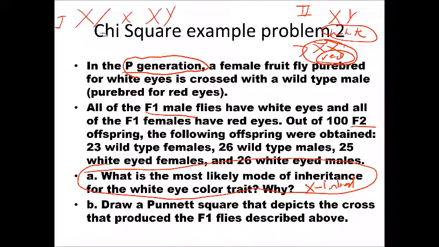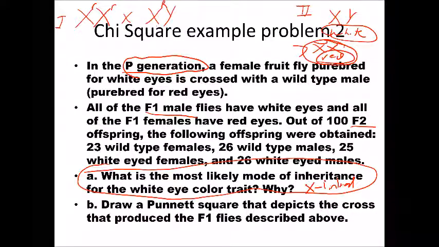So let's do some symbols here. If red eyes are dominant, let's put a big R on this X chromosome, and let's put little r's on these X chromosomes. Notice there's nothing on the Y, because these genes are X-linked. They have nothing to do with the Y.